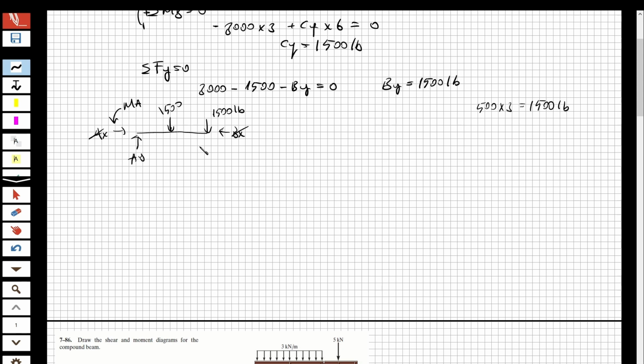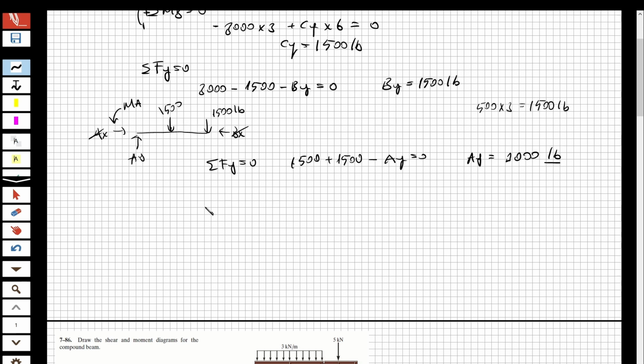Actually, I don't need to write the moment equation. I can directly write the total Fy equation equal to 0. For the total Fy equation, 1,500 plus 1,500 minus Ay equal to 0, and Ay is equal to 3,000 pounds.